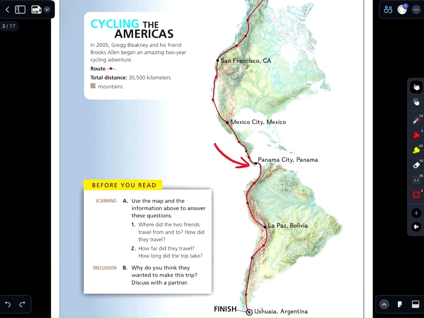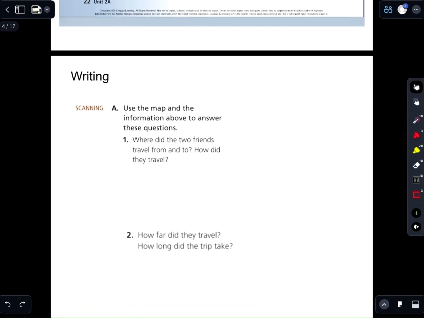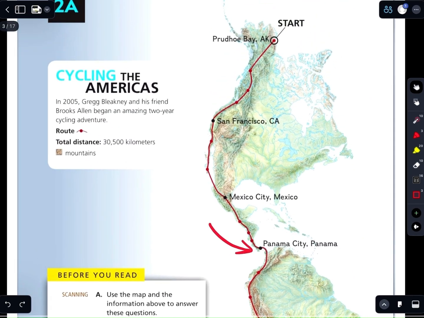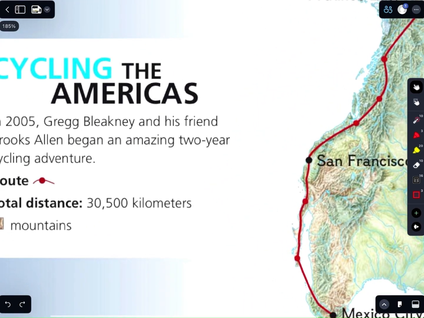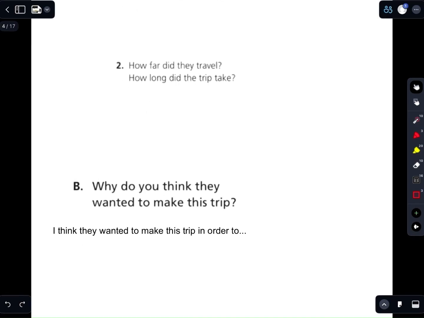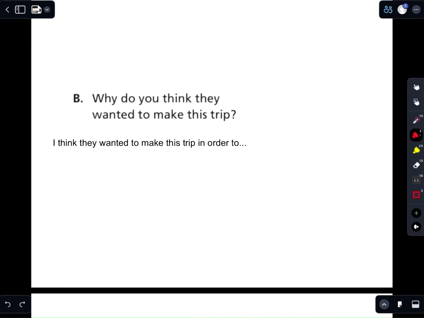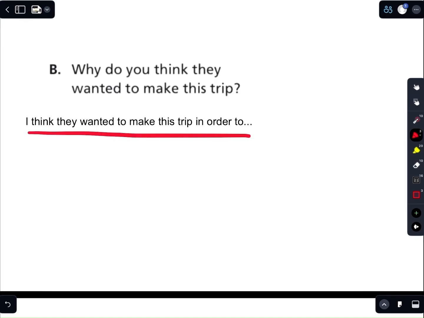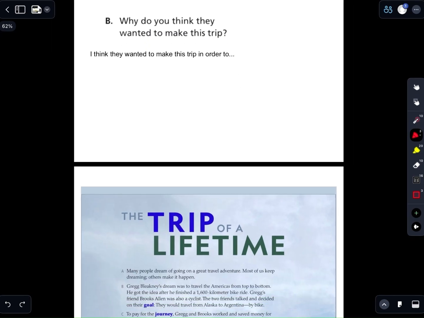They started in 2005, and I don't think we know how long the trip took yet. Oh, we do. We do know how long it took. Okay, so quite a long time. All right. I put in just a sample beginning phrase for this answer. You could say, I think they wanted to make this trip in order to, and then you can put in your reasons, maybe 2 or 3 reasons.